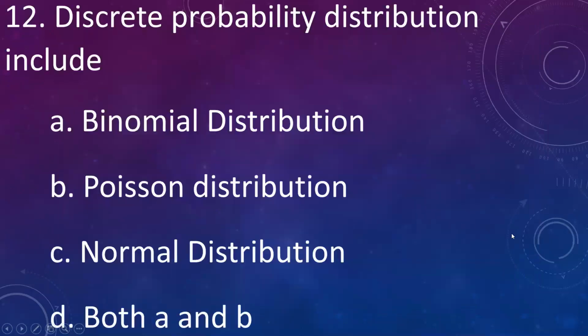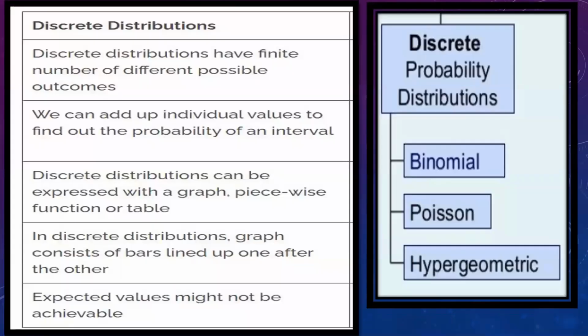Then, discrete probability distribution includes: A, binomial distribution; B, Poisson distribution; C, normal distribution; D, both A and B. Answer is both A and B. In discrete probability distribution, we include both binomial and Poisson distribution. Now, discrete distribution has a finite number of different possible outcomes, so it is called discrete distributions. Here are the properties of discrete distribution listed, and discrete probability distribution includes binomial, Poisson, and hypergeometric distributions.